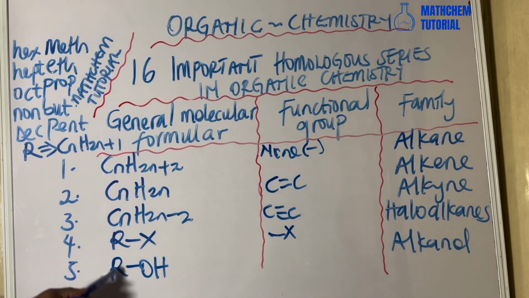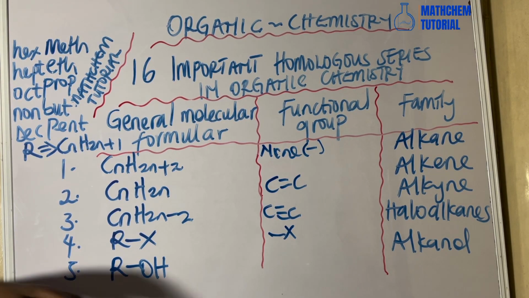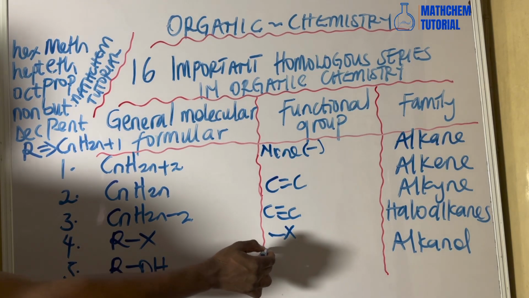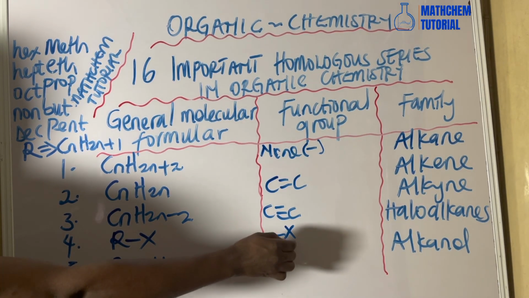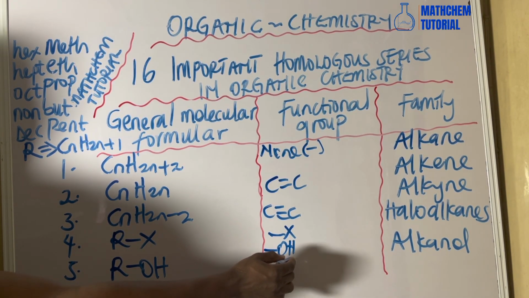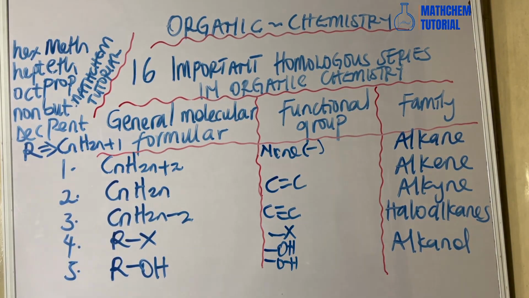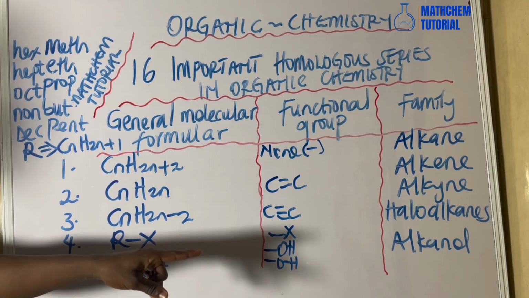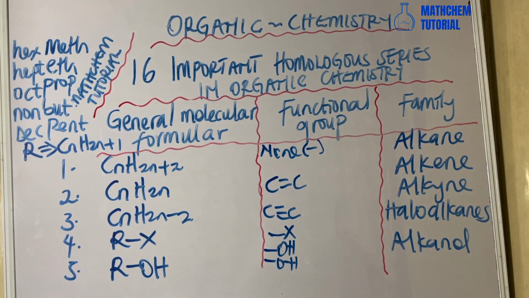Remember that my R represents CnH2n+1. So the functional group here is going to be bond OH. This bond OH can be written as this or like this, bond O to H. So now, example. It's alkanol, and the suffix that will be ending the members of this alkanol is -ol.